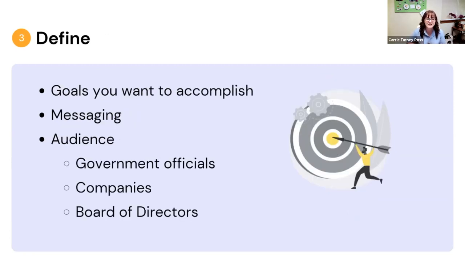Step three, define. Define your goals. What do you want to accomplish? What will this protest actually accomplish? Define your messaging. And this is kind of a two-parter. Define your messaging to the people that you want to get involved, the people that you want to come and be a part of that protest, but also the messaging that you want to send out to the decision makers, and then decide who your audience is. And this means those decision makers. Are you directing this towards government officials, companies, board of directors? Who is the person or people who can actually make that change once they've heard your call for action?